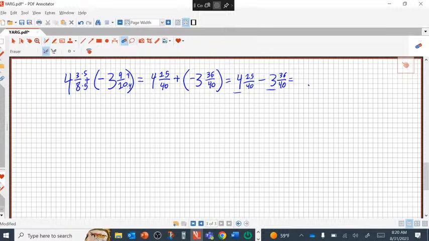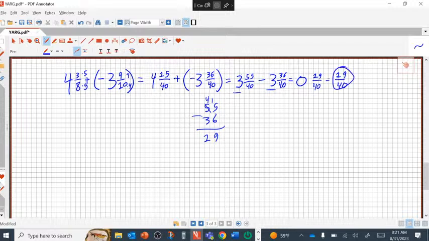So I actually really like what you're thinking here. We're going to borrow 1 from that guy, okay? And that would be 40/40. So that becomes 55/40. And now 3 minus 3 is 0, and 55 minus 36, let's see here, 15, is that 9? That is 19. 0 and 19/40, or 19/40. So Emma's way totally works.